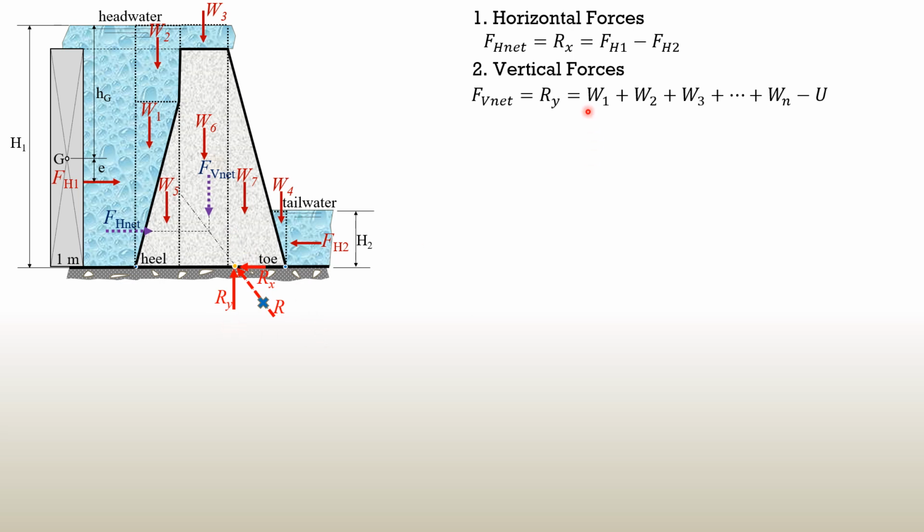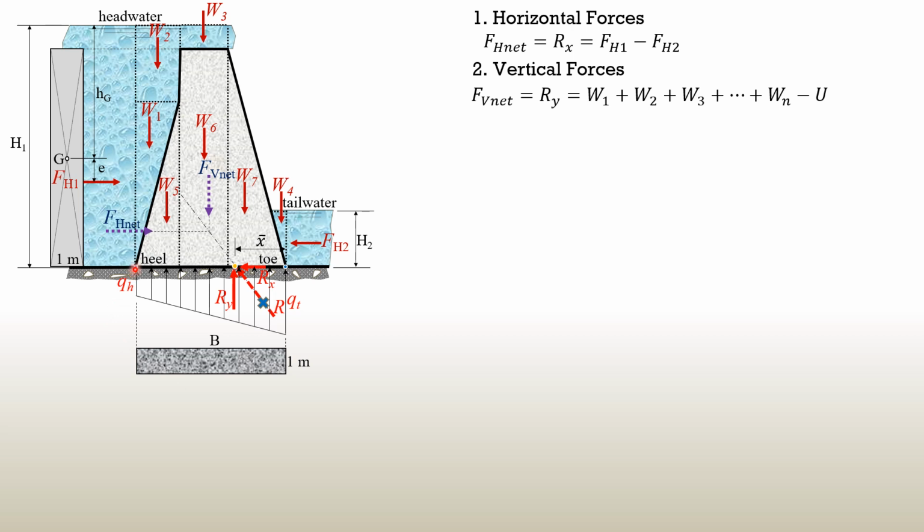Ry is also the net vertical force, which is opposite to this component of the resultant, and that is denoted by barred x. So this will be the expected soil pressure diagram due to these forces, including the effect of the uplift force.